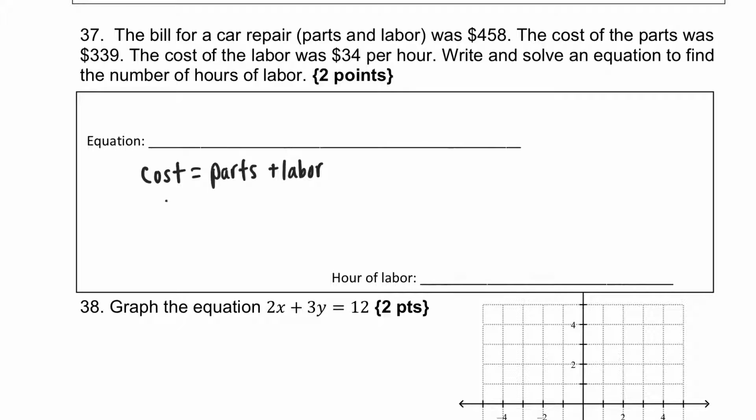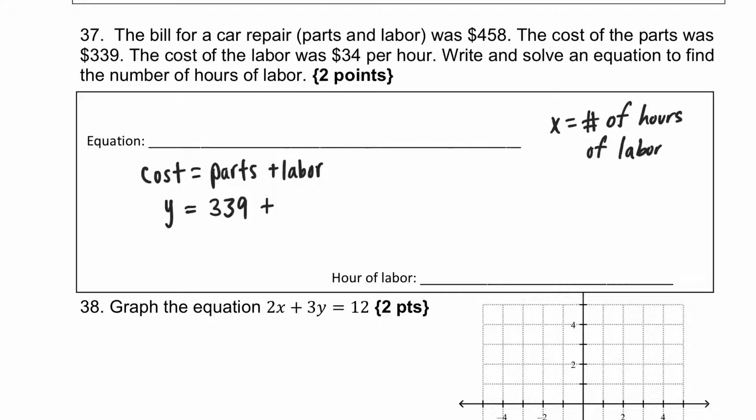So the cost we're going to put as Y. What we're going to do is figure out how we're going to write parts and labor. The parts are a one-time cost of $339. It's not like they charge you $339 every hour that they're working on the car. No, it's like if you need a muffler, it's $339, right? The cost of labor, however, changes because it depends on how long the person works. So the labor is going to have a variable with it. I'm going to make X the number of hours of labor.